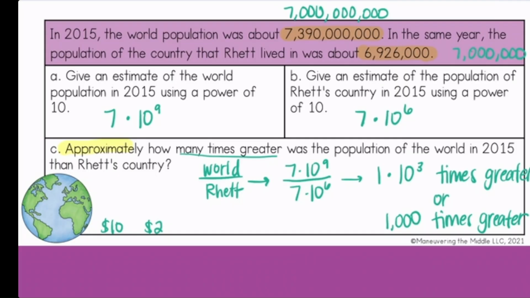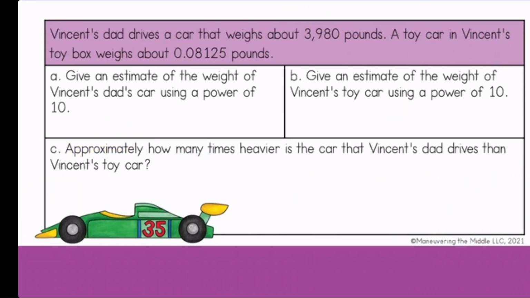Let's work one more example. It says Vincent's dad drives a car that weighs about 3,980 pounds. A toy car in Vincent's toy box weighs, and then it lists that decimal. We're not really familiar with those place values, so it's just a really small weight in comparison to his dad's actual car. Now, part A, let's give an estimate of the weight of Vincent's dad's car. Okay, so here is the initial weight. Rounding that up to 4,000 helps me rewrite this as 4 times 10 to the third pounds.